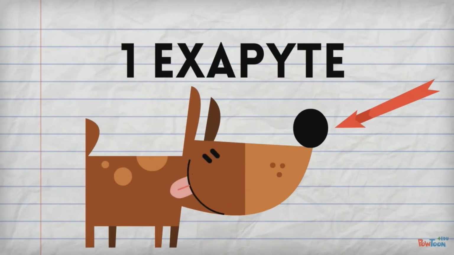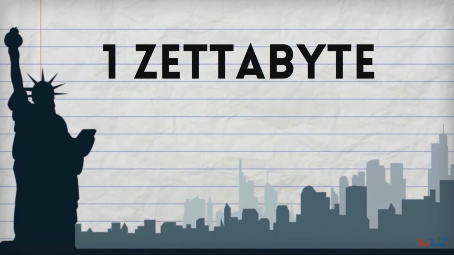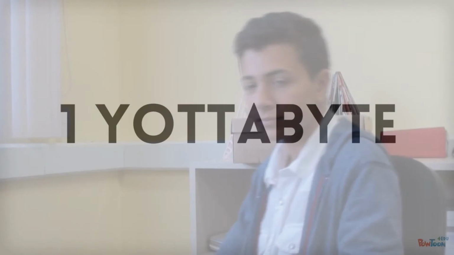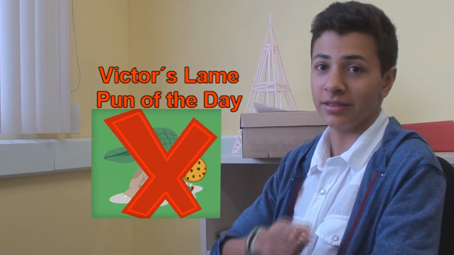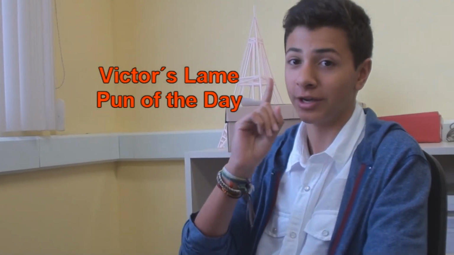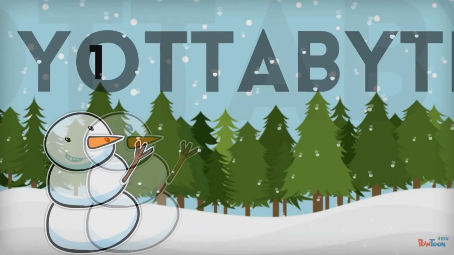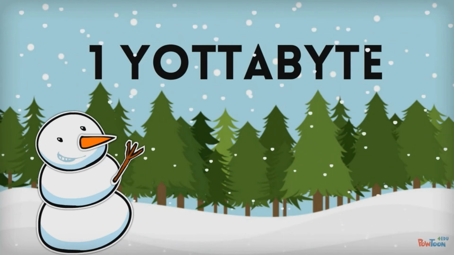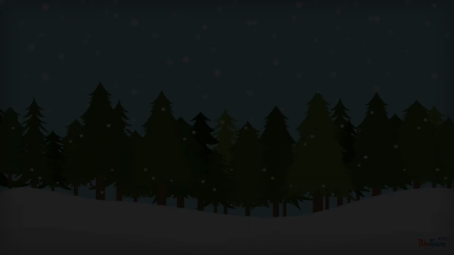1 exabyte is equal to the number of small receptor neurons in a dog's nose. And about 20% of Manhattan, New York is equal to 1 zettabyte. Yottabytes. And no, that does not mean the size of Yoda's bite mark on an intergalactic cookie. 1 yottabyte is equal to the amount of snowflakes that fall on the Earth each year.